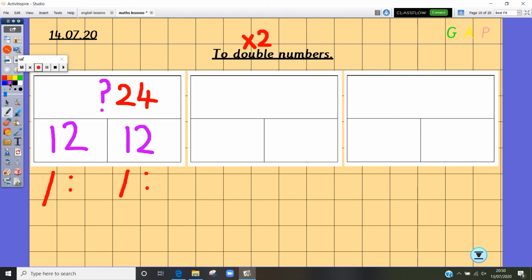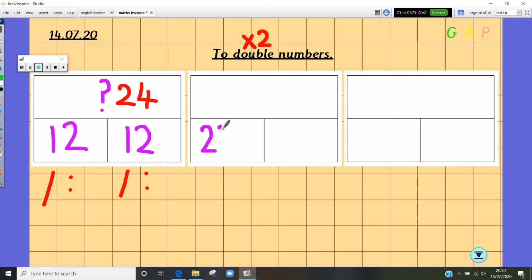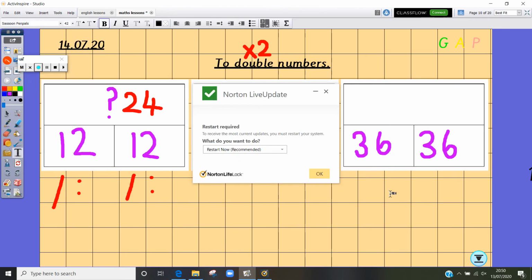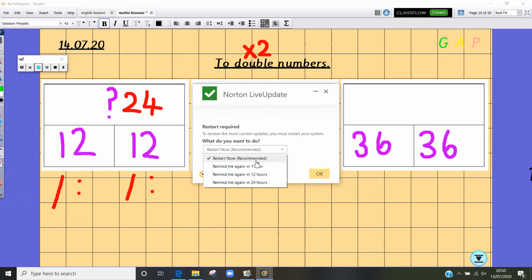Okay, so we're going to have a look at doing a couple more doubles. So this time I want to do double 23. So we need to put 23 in both parts of my bar model. And I'm trying to find this number here at the top. And then I would like us to find double 36. So again, start with 36 here, and then we're adding it to itself. So the calculation we should be doing is 36 add 36.